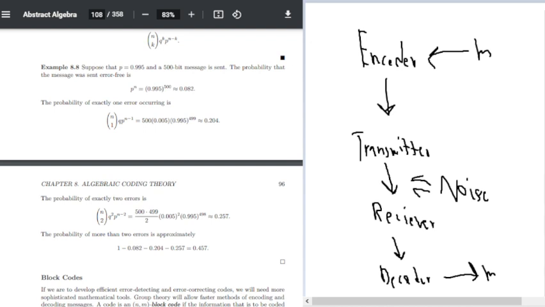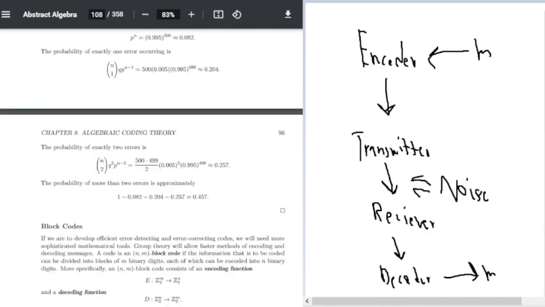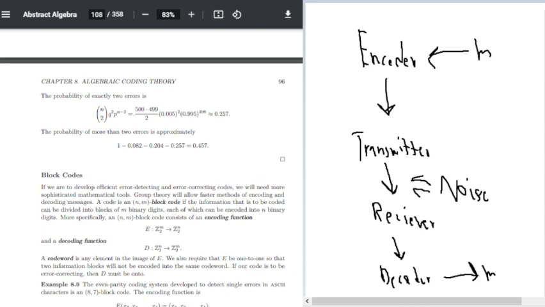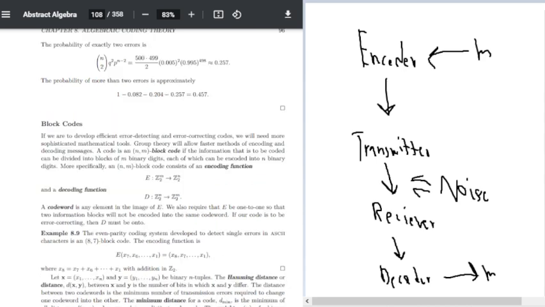The probability of exactly one error occurring is n choose 1 times q times p to the n minus 1, which equals n times 0.005 times 0.995 to the n minus 1, approximately 0.204 or 20.4%. And the probability similarly of two errors is 25.7%. The probability of more than two errors is approximately 1 minus 0.082 minus 0.204 minus 0.257. So 1 minus the probability of everything that isn't more than two errors is equal to 0.457.